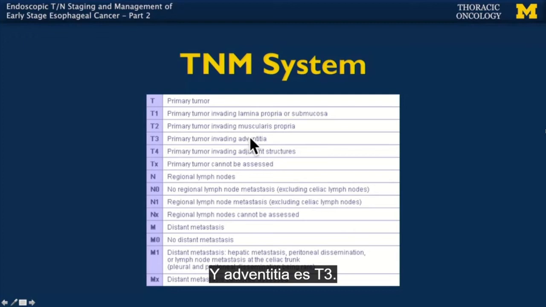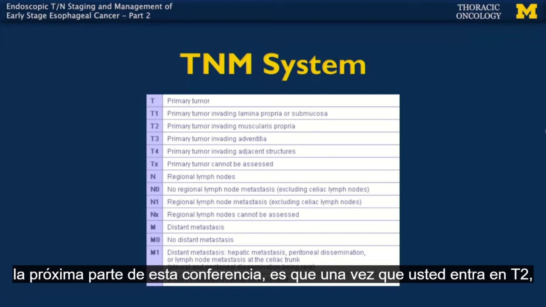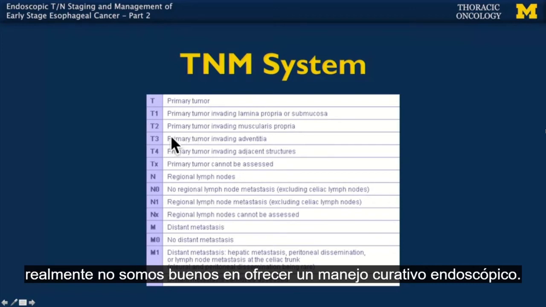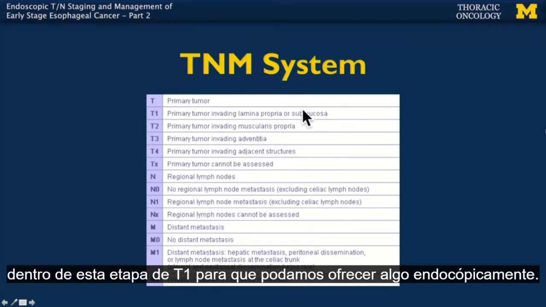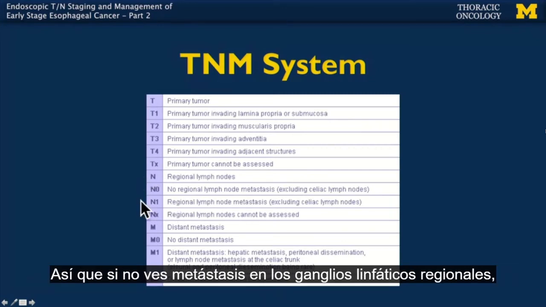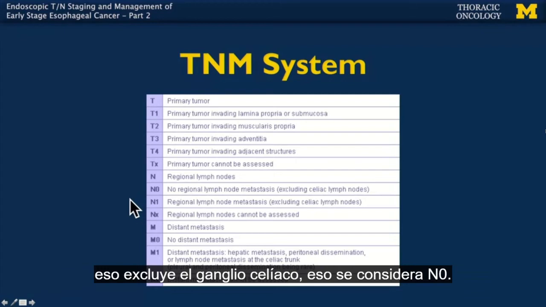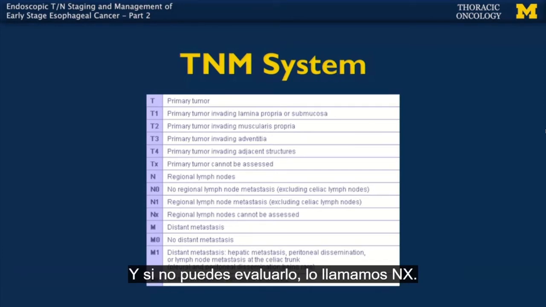Now again, for our purposes, and what you're going to learn in the next part of this lecture, once you get into T2, we really aren't good at offering endoscopic curative management. So you're looking primarily at catching people when they're within this T1 stage for us to be able to offer something endoscopically. If you look here really briefly with the N staging, it's a little easier. If you don't see any regional lymph node mets, excluding the celiac node, that's considered N0. If you have regional lymph node metastasis, that's considered N1. And if you just can't assess for it, then we call that NX.